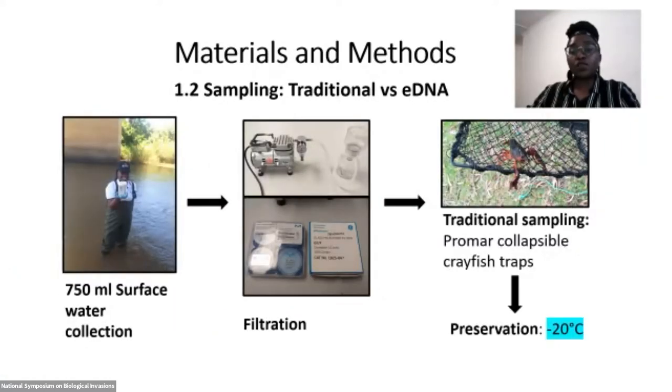Now, the sampling method for the first aim is that I start off by sampling water for eDNA. So I scoop 750 milliliters of surface water. I then filter it through a cellulose nitrate membrane using a vacuum pump. And then these membranes are preserved in ethanol and stored under dark conditions at negative 20 degrees Celsius to minimize DNA degradation. Then later, I employ the baited traps, which I set overnight and check the next morning.